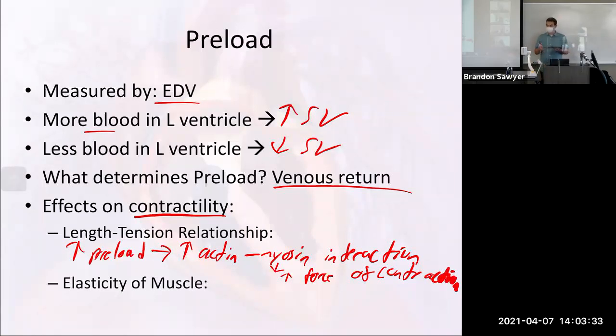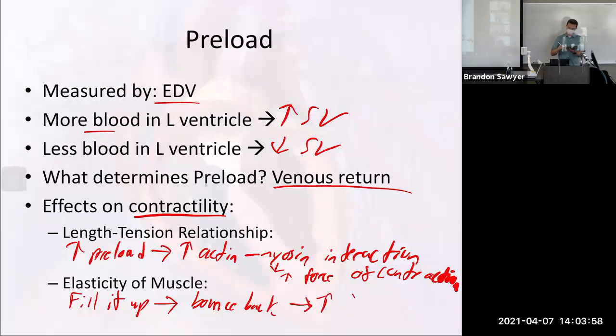The number two way is just the fact that the heart's elastic, right? And so when we stretch it out, we fill it up with blood and stretch it out, the connective tissue and the muscle itself is elastic, so it bounces back, right? So we stretch it out hard with a lot of blood, and then it's just going to bounce back, right? So let's just really fill it up and then bounce back. All right, so that also increases force of contraction. Okay, the more we fill it up, the harder it bounces back.